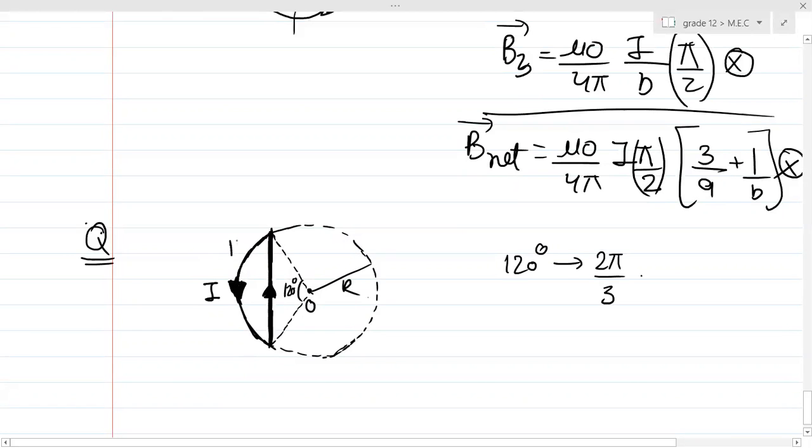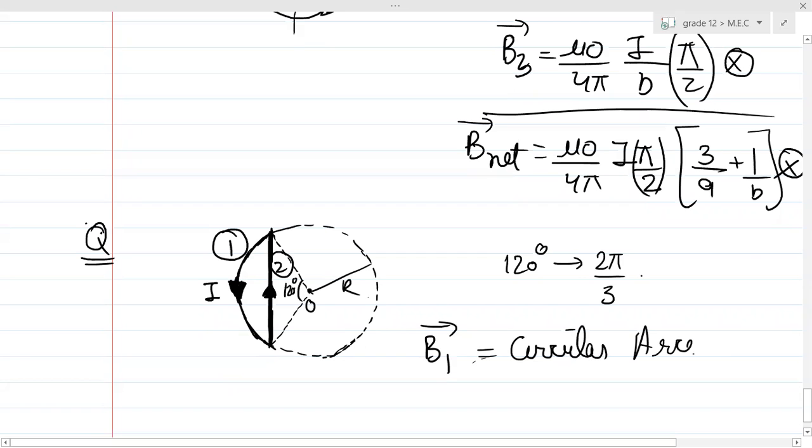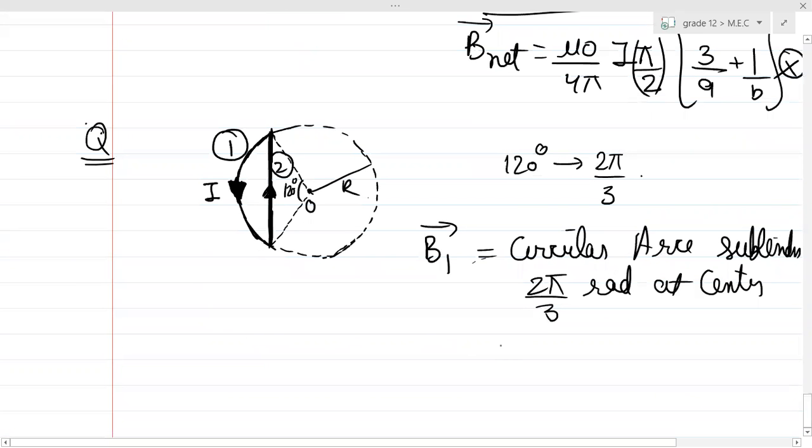I'll write it for you. Let's take this as your part 1 and this as your part 2. So B1 will be equal to a circular arc subtending 2 pi by 3 radians at the center. So basically this is easy: mu naught by 4 pi, I by R, into twice of pi by 3.